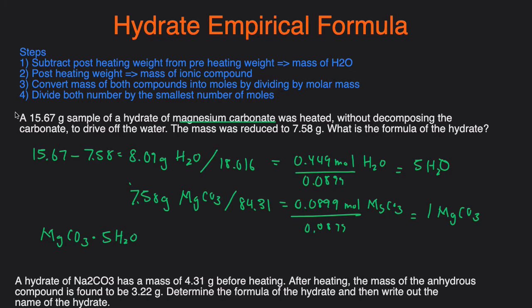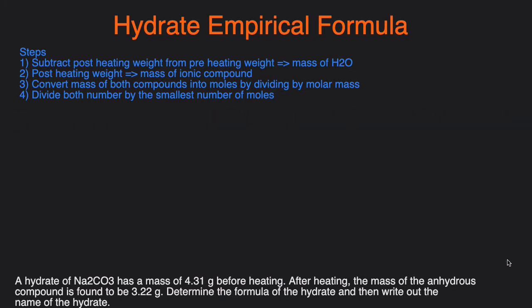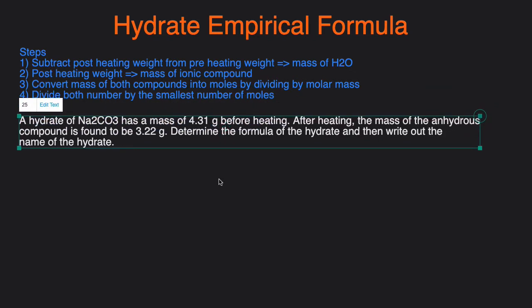Okay, let's take a look at another example. In this one, we're given a hydrate of sodium carbonate that had a mass of 7.31 before heating, and then after heating, the mass is 3.22. We have to determine the formula of the hydrate as well as write the name of the hydrate.